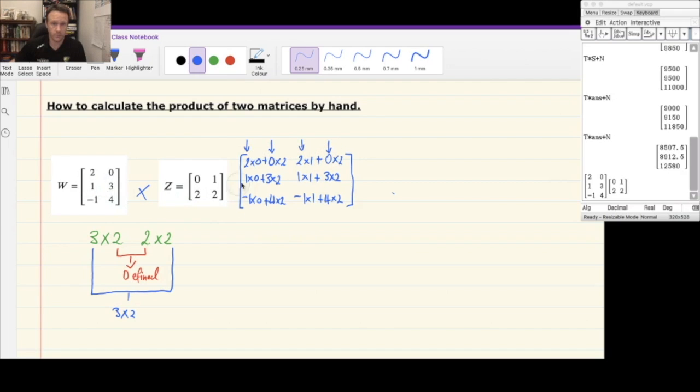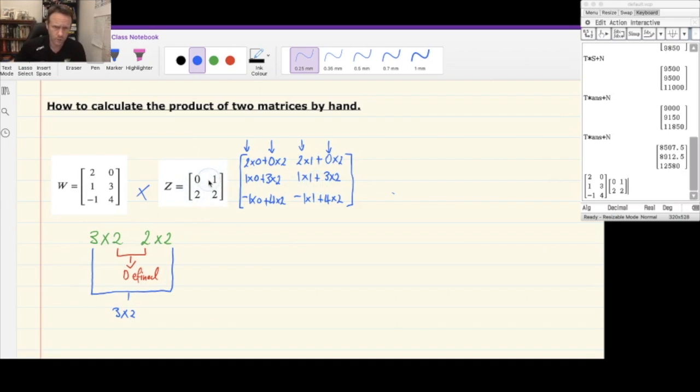And then the 1 and the 3 do the same. So 1, 3, 1, 3. And then negative 1 and 4. Negative 1, 4, negative 1, 4. Okay, so the first matrix dictates what each row looks like, I guess you could say. Then the second matrix dictates the column.